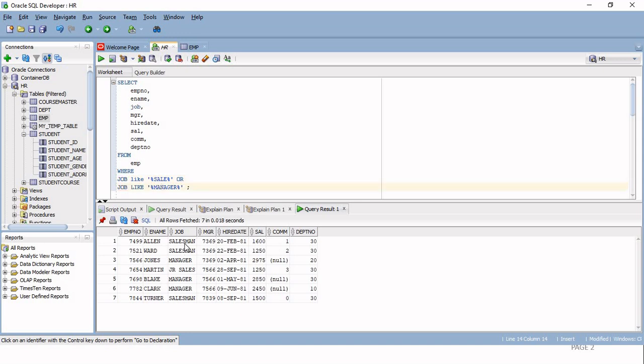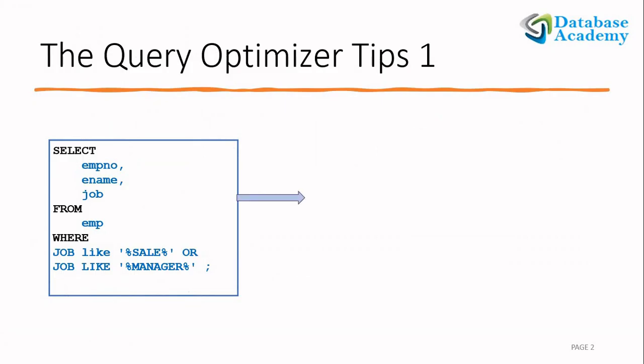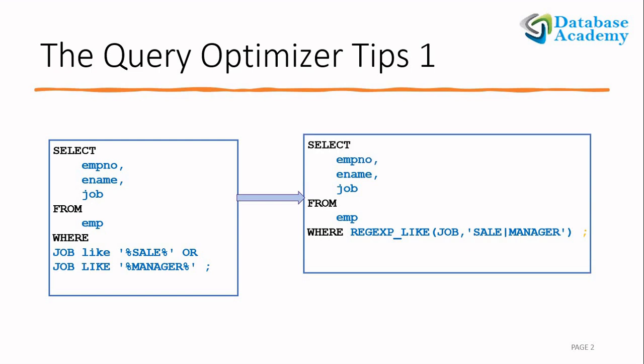So we got all the records wherever in the job field we have sales or manager. So we have salesman, manager, junior sales, manager, salesman. So this many records we have in the employee table with their job as sales or manager. This query can be rewritten in a different way using a regular expression.